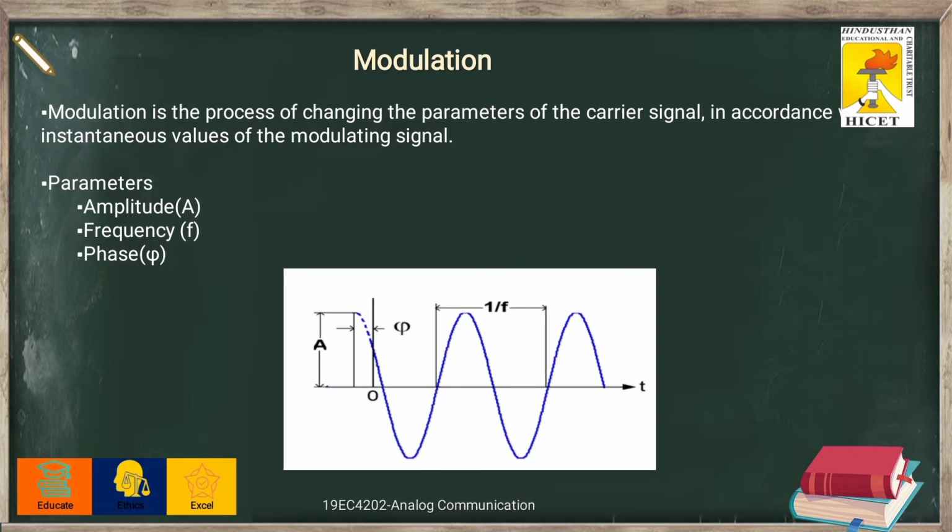We'll see about modulation. Modulation is the process of changing the parameters of a carrier signal in accordance to the instantaneous value of the modulating signal. The parameters of a signal are amplitude, frequency, and phase. Amplitude is the maximum positive and the negative value reached. The frequency is the number of cycles per second, and phase is the offset of a wave from a given point.